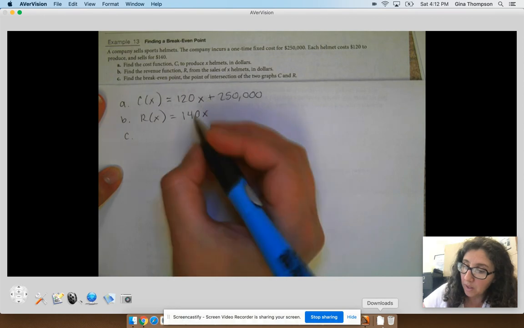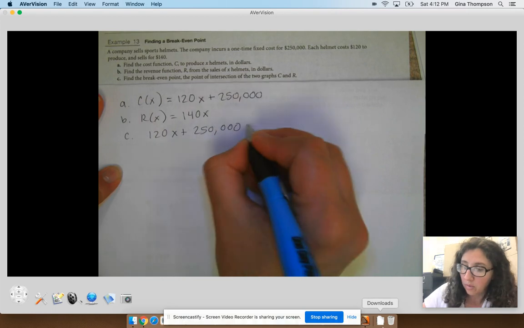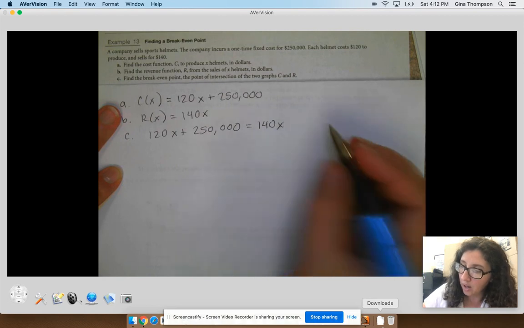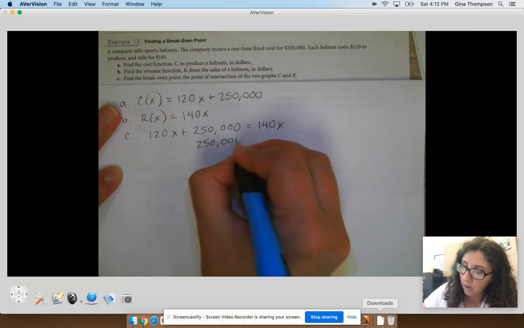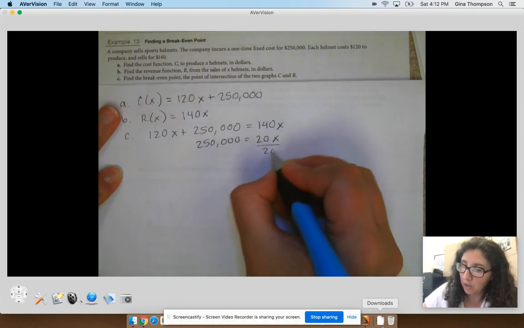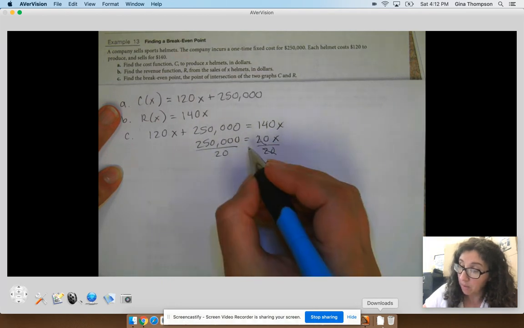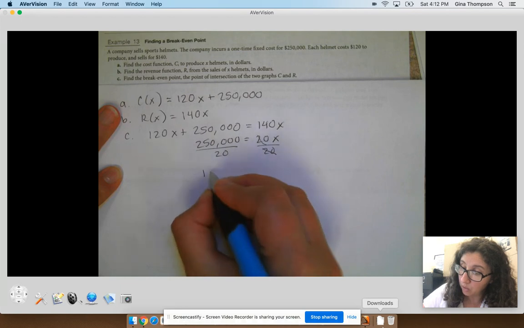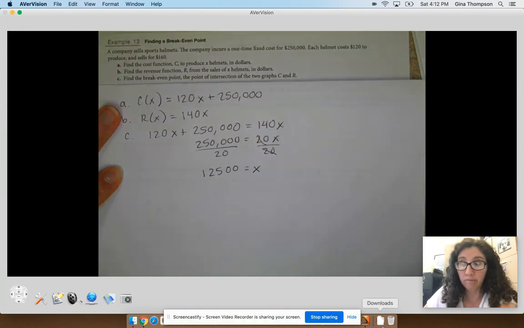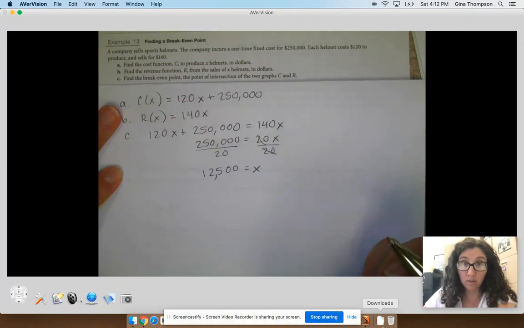Well, let's do the same thing. Let's set these equal to each other. Okay, so now we solve for x. So we'll bring x to the other side. We get $250,000 equals 20x, right? So let's divide both by 20. Let's see, how good is my mental math? So that's going to be 12,500 equals x. What does that mean? Well, x is the number of helmets. So we have to sell 12,500 helmets before we even break even.